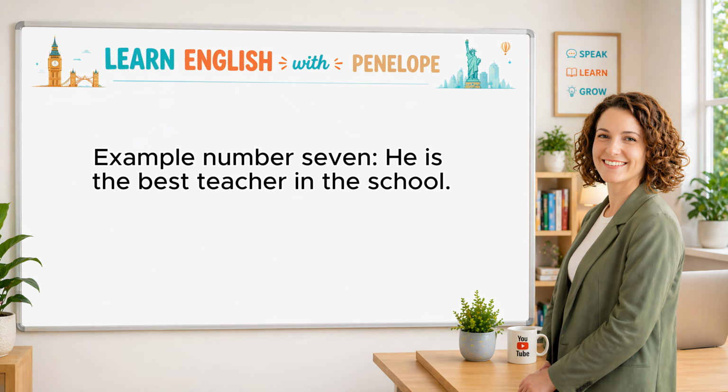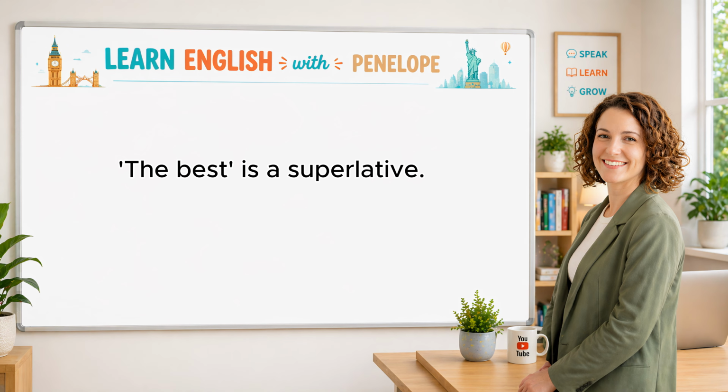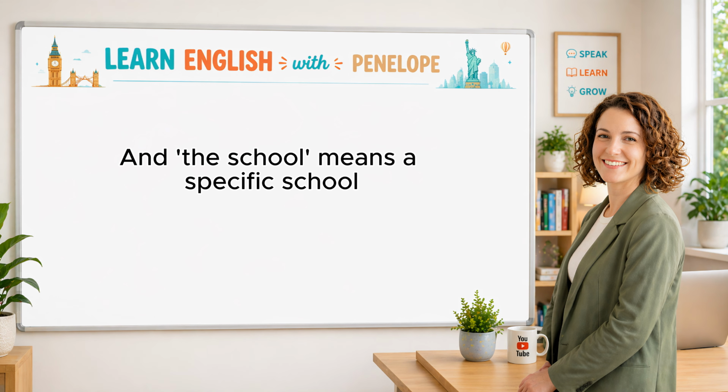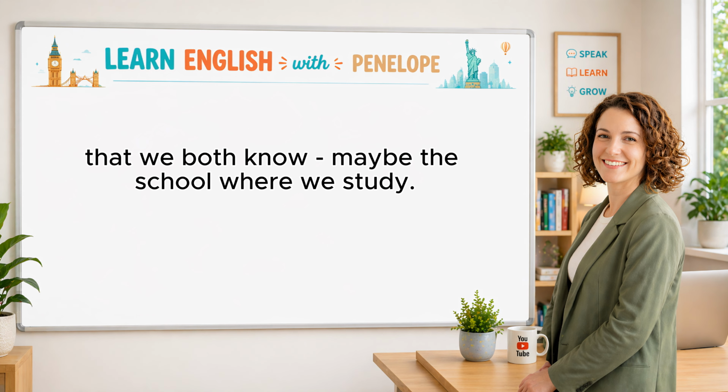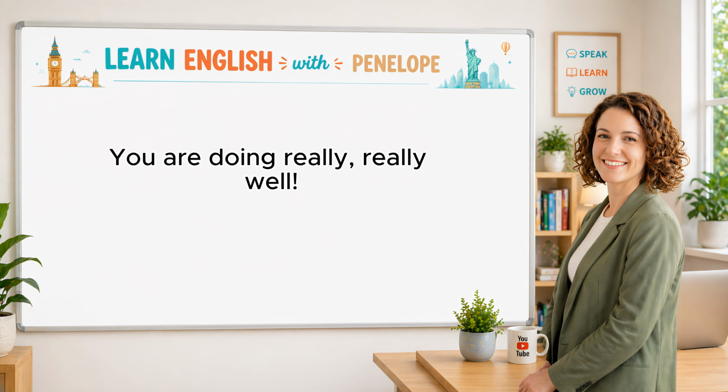Example number 7. He is the best teacher in the school. "The best" is a superlative. He is number 1. He is better than all the other teachers. And "the school" means a specific school that we both know. Maybe the school where we study. You are doing really, really well.